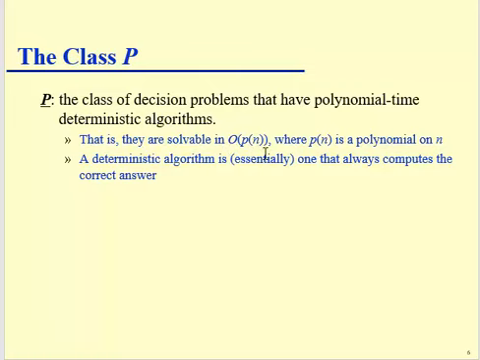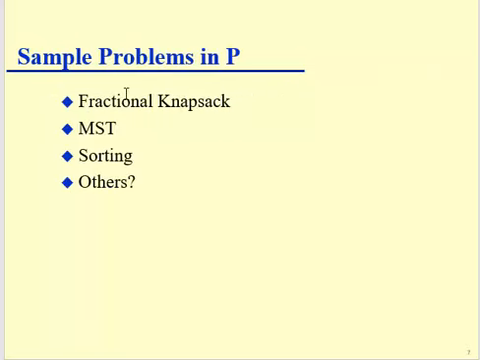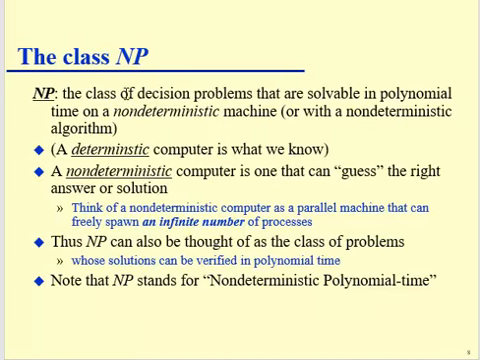So they are solvable in big O of p(n) time. What is p(n)? Polynomial time. Like p(n) can be n, it can be n square, it can be n log n. So if the complexity of that algorithm is big O of something polynomial, then those decision problems would be called P problems. Some problems that come under this P are like fractional knapsack, MST, sorting, all these are your P.